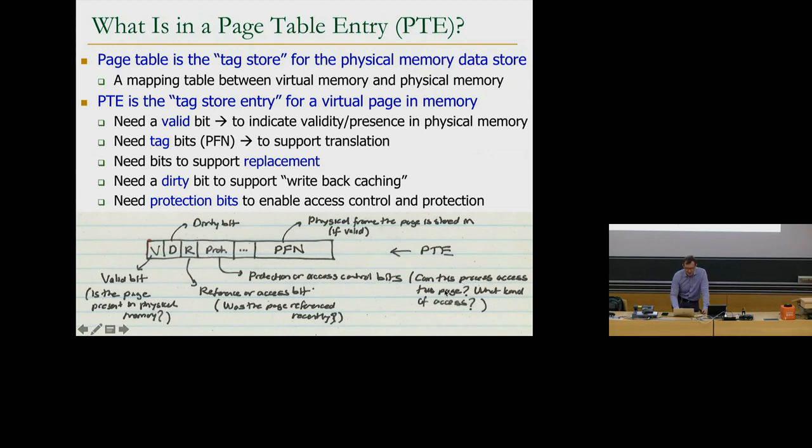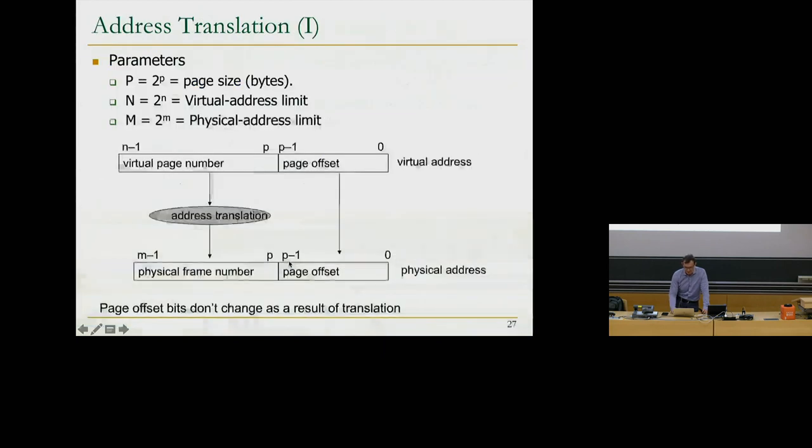Can this process access the page? What level of access does it have? We'll talk about that a little bit. There could be other bits, as you will see in the backup slides. Backup slides have an example from x86 architecture. And of course, you need to do the translation, assuming that this is valid. Physical frame, the page is stored in, if the page table entry is valid.